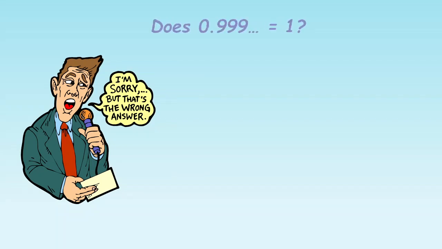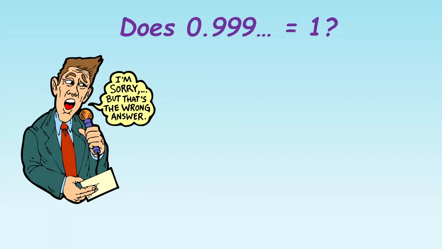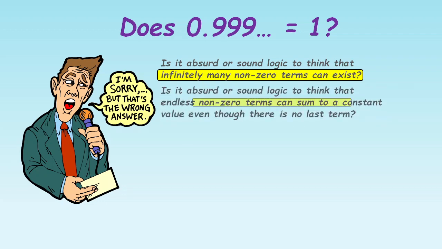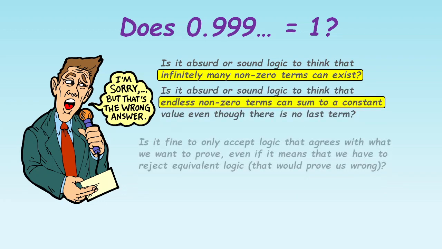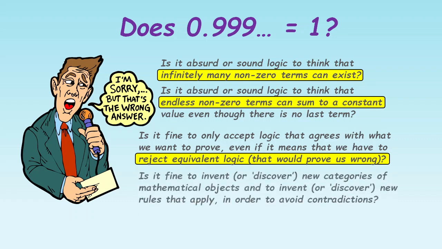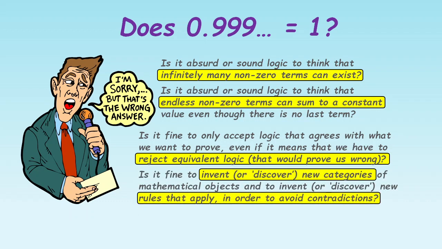So, in order to accept that 0.9 recurring equals 1, we have to accept that infinitely many terms is not an absurdity, and that they can all sum to a constant value, and that it's fine to reject any logic that would prove us wrong, even if we've used the same kind of logic, and that we can avoid contradictions by reference to categories and rules that we can claim were discovered as opposed to being made up to suit our arguments. If we don't agree with all of this, then the only credible position is that 0.9 recurring cannot equal 1.